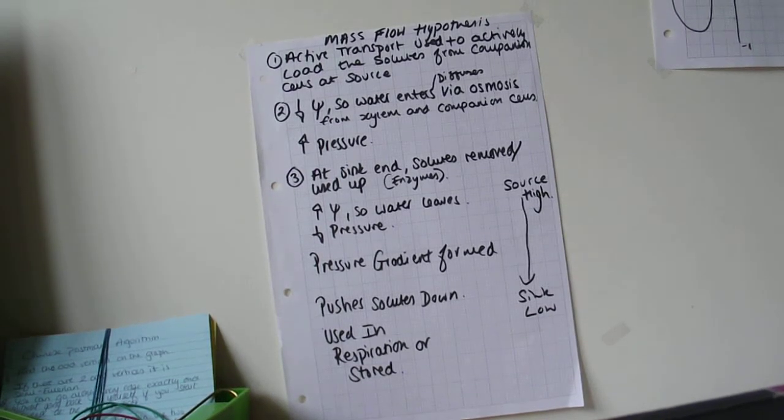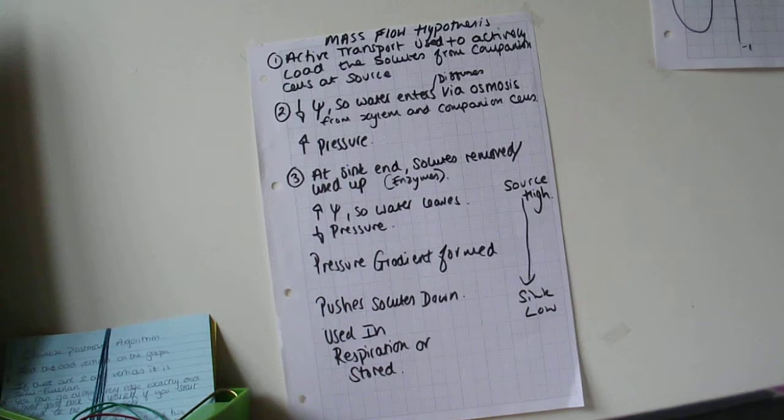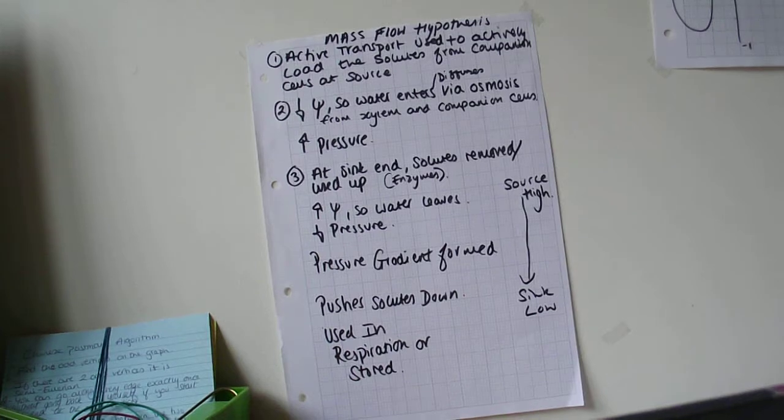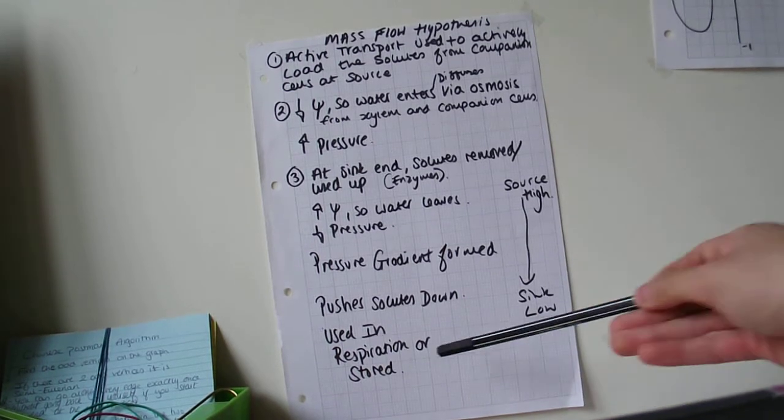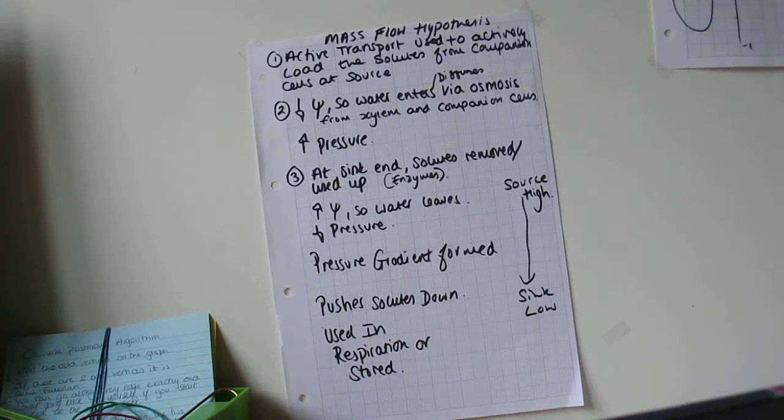Now this will increase the pressure. Straight up, it will just increase the pressure. Now at the sink end, solutes are removed, like I said earlier, by the enzymes, and are either stored as starch or used. Used meaning they're being broken down by the enzymes to be used in respiration down here. So this will increase the water potential because all the solutes are being used, which means there will be a low concentration of solutes and a high water potential. So that would decrease the pressure.